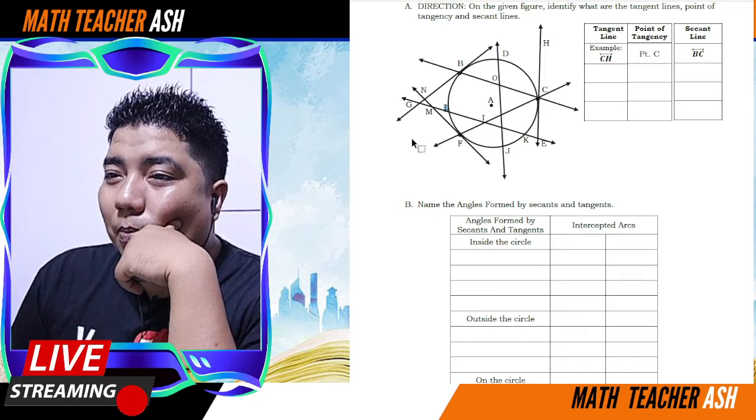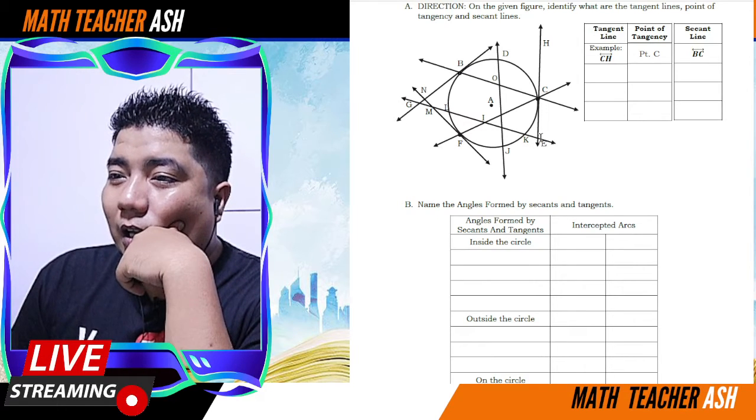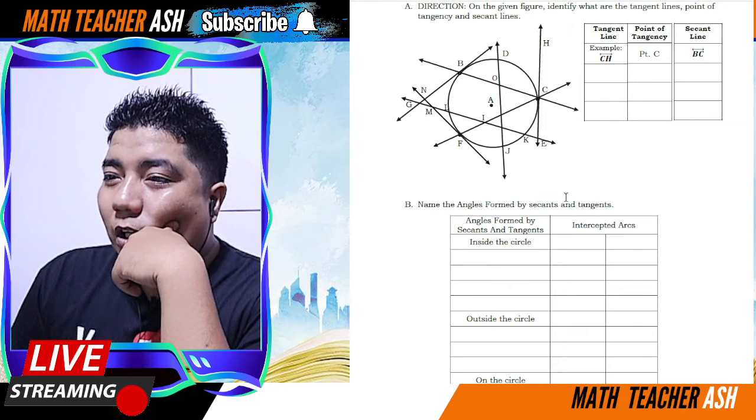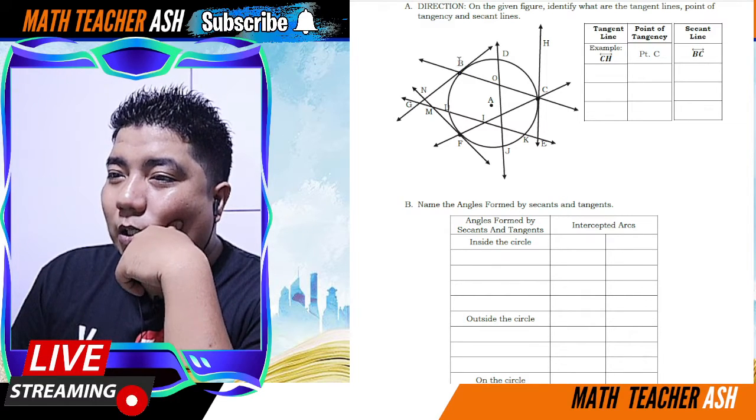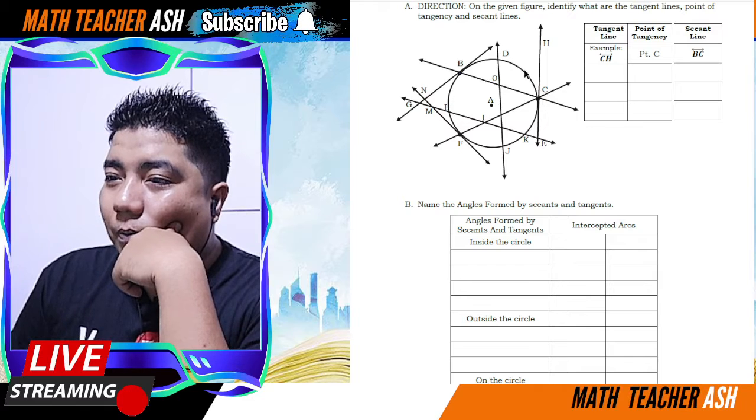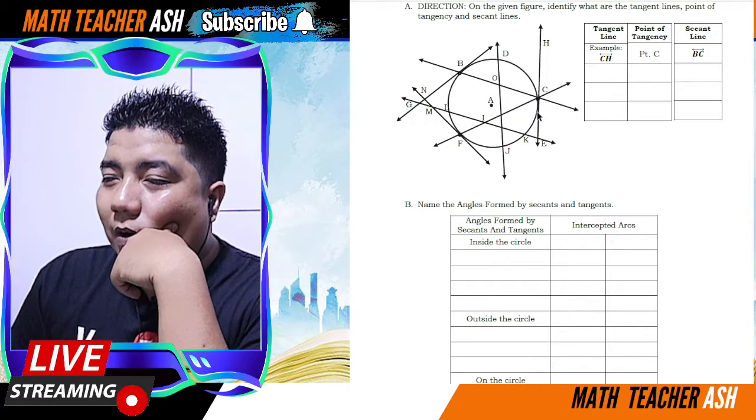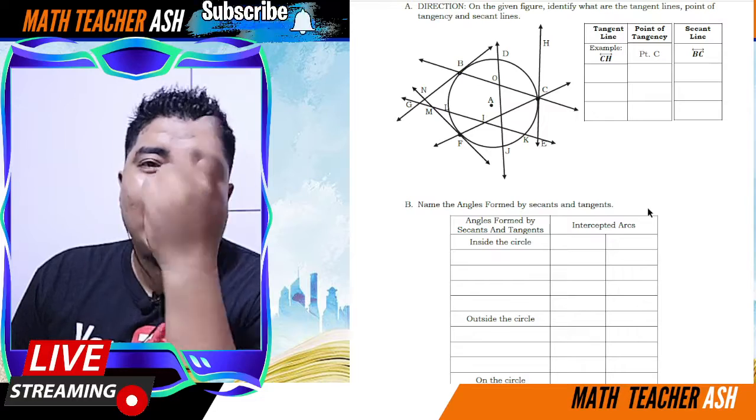So what are the intercepted arcs? So let's consider ito, angle E. Ito siya, ito na line, at saka ito na line. So the intercepted arcs are this one, the bigger arc, and the smaller arc. Alright. So that is just one example.